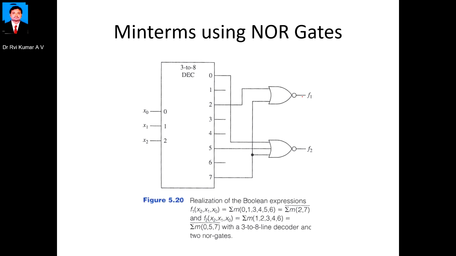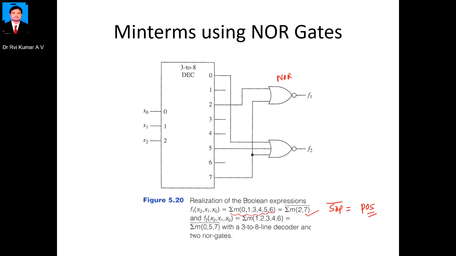Similarly, min-terms using a NOR gate, as we discussed. Here the SOP complemented I am getting as a POS expression. So what I am getting as f1 of x2, x1, x0 is 0, 1, 3, 4, 5, 6. This is your SOP expression. I am supposed to take the complement of this, so whichever min-terms remain, I have taken 2 and 7. So this is the POS expression. This expression I can implement by using a NOR gate.